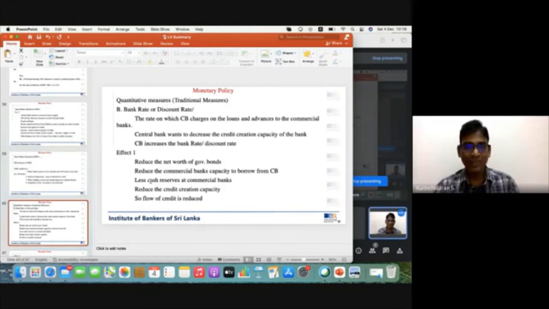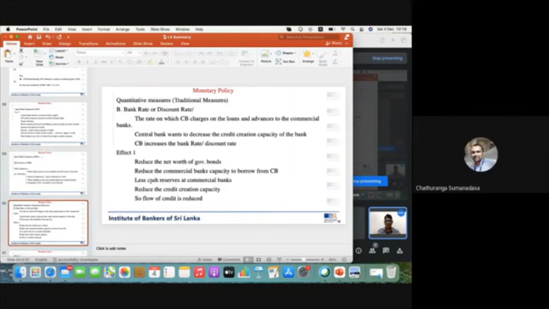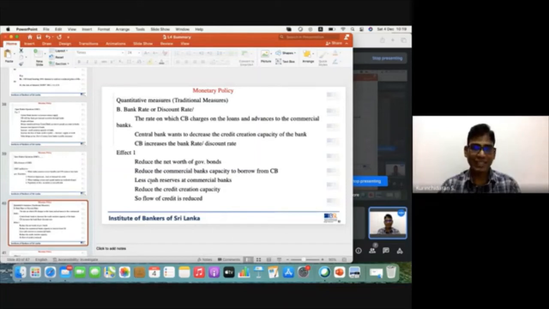Okay, good. So second, under quantitative measures, the second item we mentioned is the bank rate or discount rate. What is meant by bank rate? If a commercial bank wants to get funds from the central bank, the rate at which the central bank is going to charge, that's the rate, right? So maybe different rates. Even in the pandemic, the central bank reduced this rate and encouraged banks to borrow from the central bank, right?